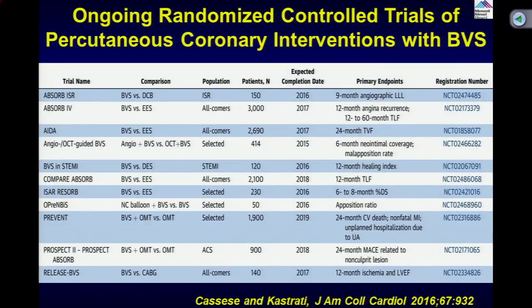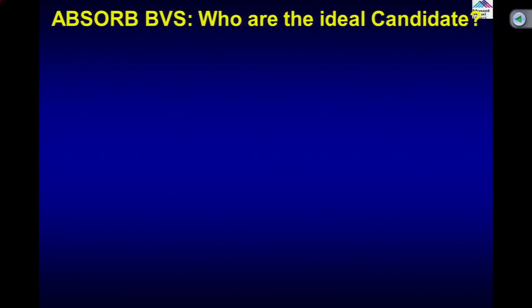So these are the few trials which are ongoing at present. One very important one is the Absorb 4, and the second is the Prospect Absorb, where high risk plaque lesions are being sealed by the Absorb stent, although they are non-obstructive but high risk, compared to medical therapy. So this is all we will know in coming time: what is the best treatment or best technique, and where this device will fit in.